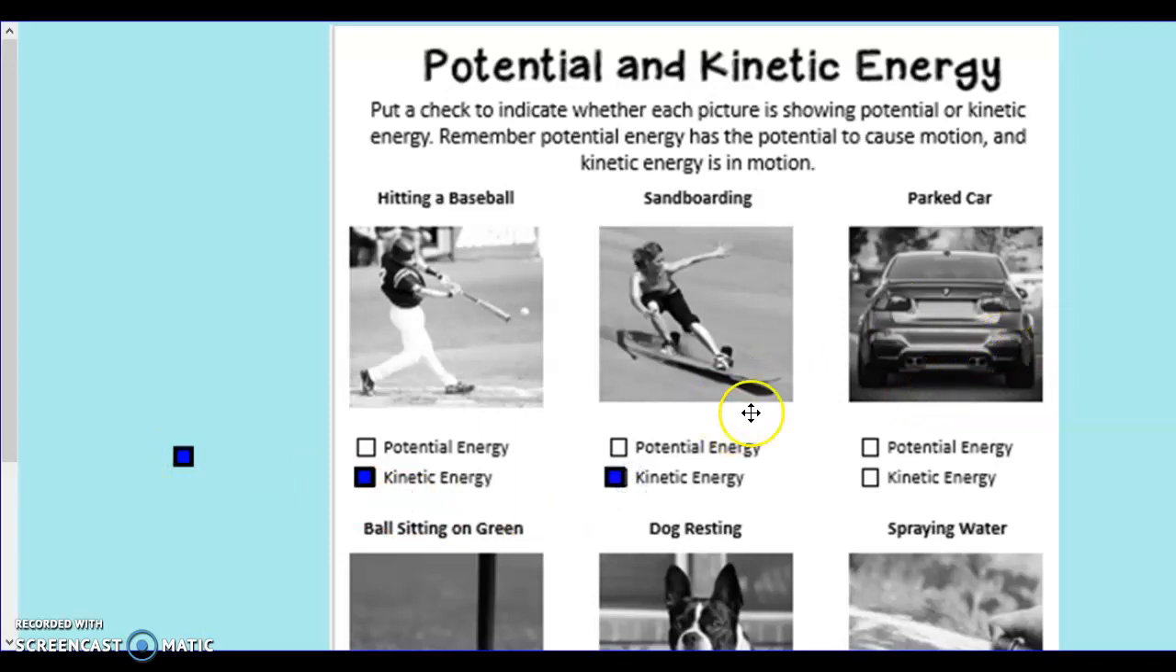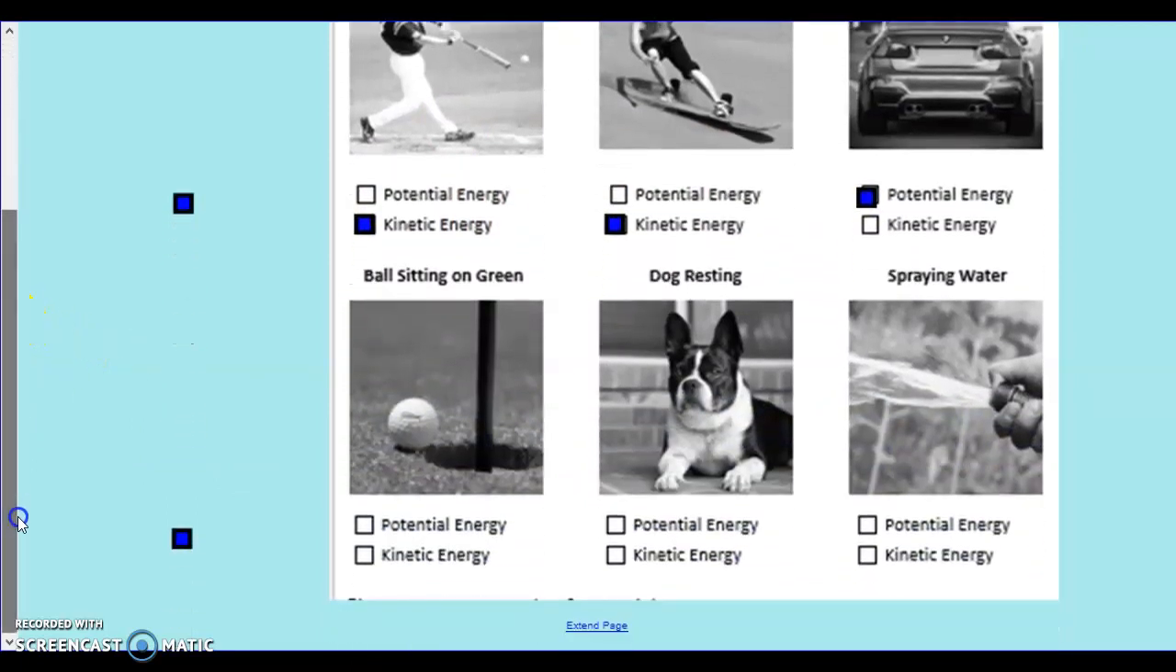Now, here's a car, but notice it says it's a parked car. Parked car's not moving, right? So that's going to be potential energy. All right, let's see if we can scroll down and do these others. All right, a ball sitting on the green. It's not falling into the hole, it's just sitting there. Would that be potential energy or kinetic energy? Oh, you're right, it is potential energy.